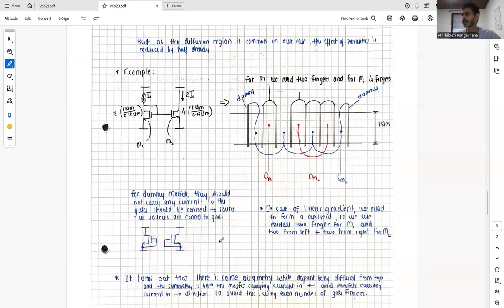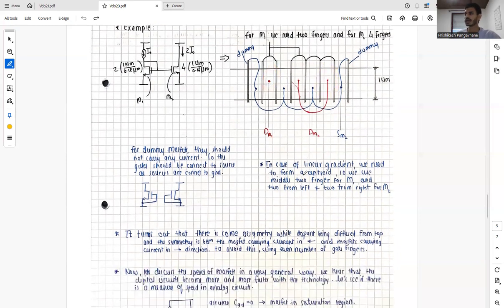And in case of linear gradient, which we discussed in the case of resistors and capacitors as well, we need to form a centroid. So we use the middle two fingers for M1, and these two and these two we use for implementing M2. So that's how we also cancel the effect due to linear gradient, which would have caused the error, but now we have reduced it using the method of forming a centroid.